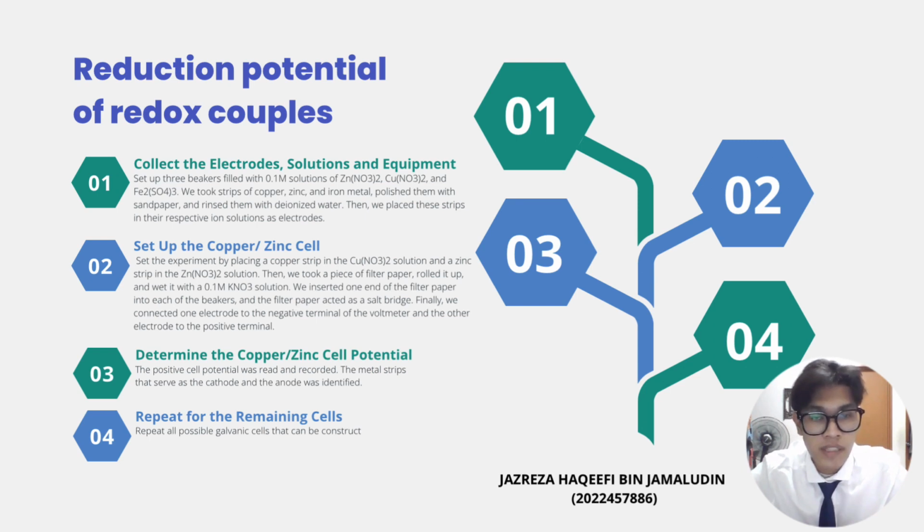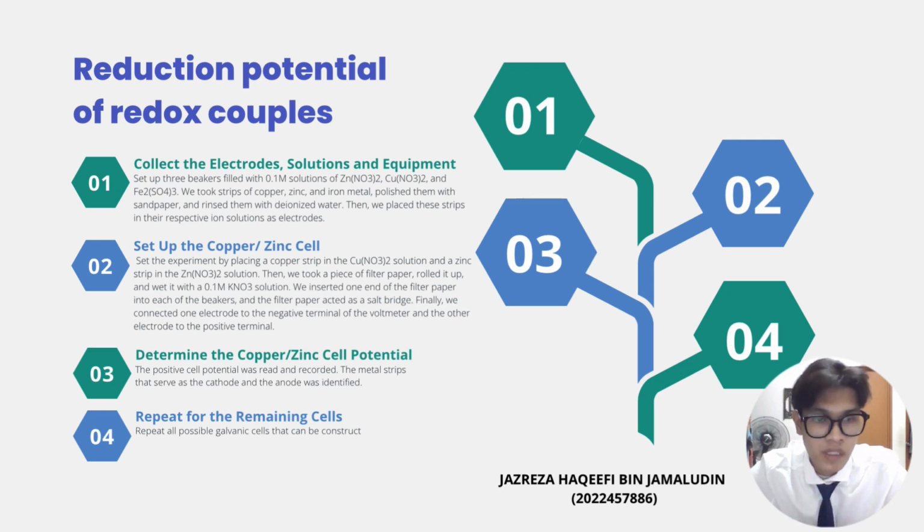Second, we set up the copper-zinc cell, where we placed a copper strip in the copper nitrate solution and a zinc strip in the zinc nitrate solution. Then we took a piece of filter paper, rolled it up, and wet it with 0.1 M potassium nitrate solution. Then we inserted one end of the filter paper into each beaker, and the filter paper acted as a salt bridge.